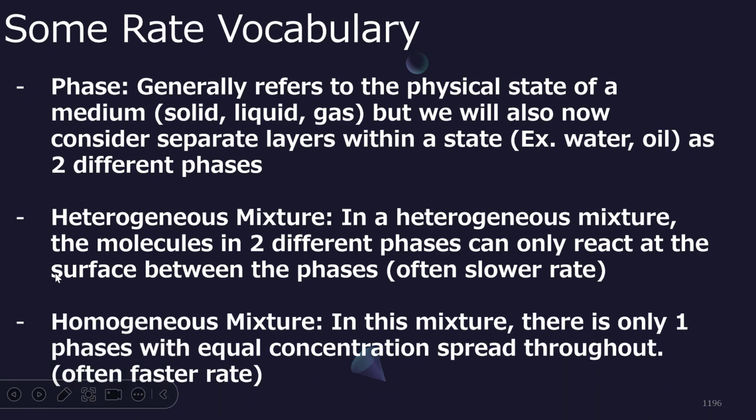Compare that with a homogeneous mixture, though. In this mixture, there's only one phase that has essentially equal concentration spread throughout. This will often have a faster rate for that reason. We're not dealing with a surface area at a phase boundary in that case. We're dealing with just a set concentration, and inside that volume, all the particles can react.